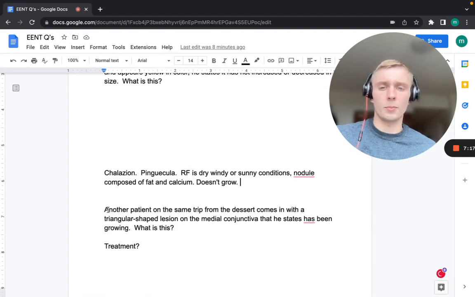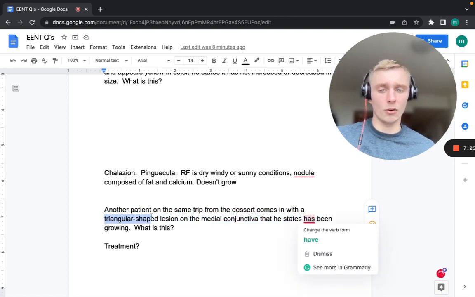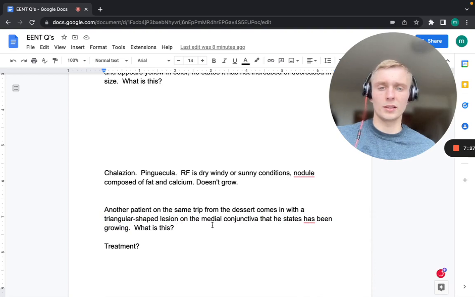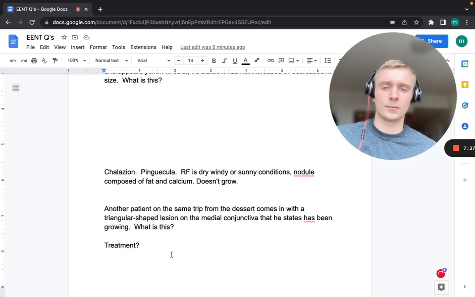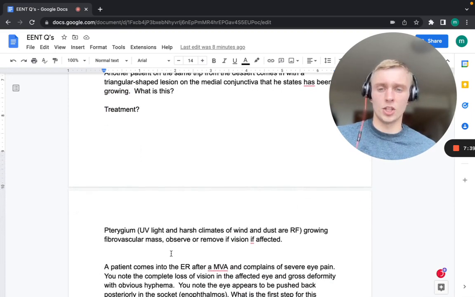Okay, next one is another patient on the same trip from the desert, comes in with a triangular-shaped lesion on the medial conjunctiva and states that it has been growing. What is this? So two most important things, again, same trip in the desert, those sandy, windy conditions, but it's triangular-shaped and it is growing. What is that? And what's the treatment for this? So that's going to be a pterygium.